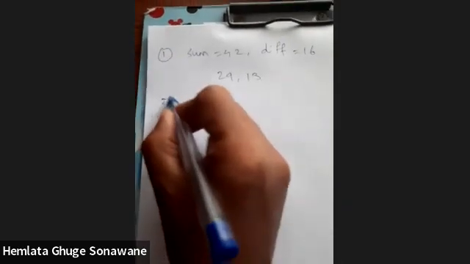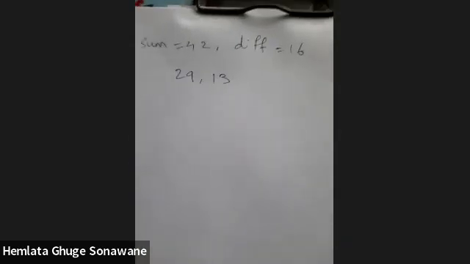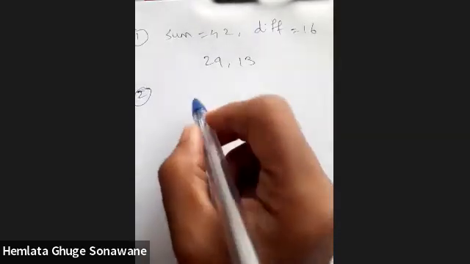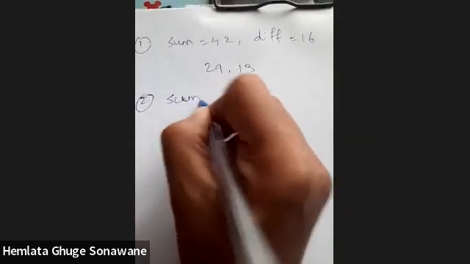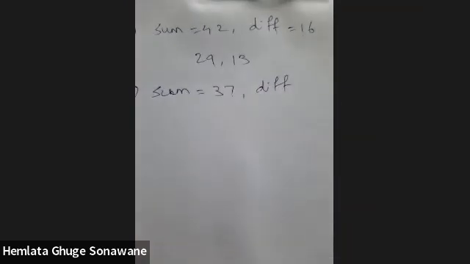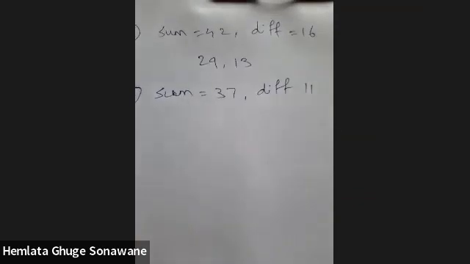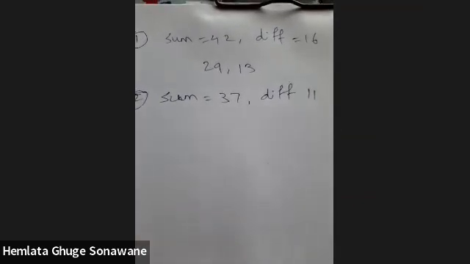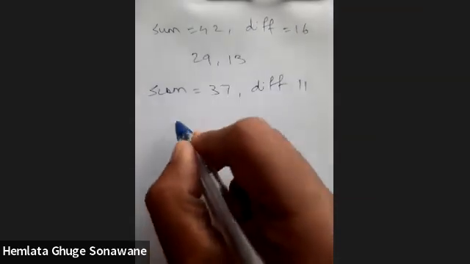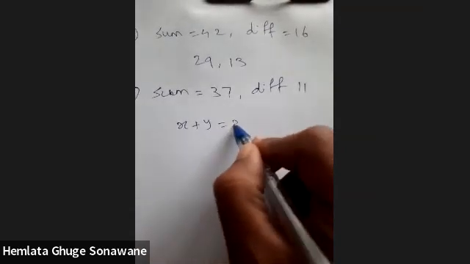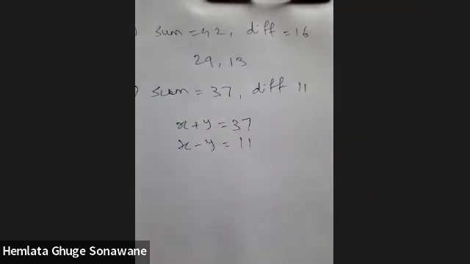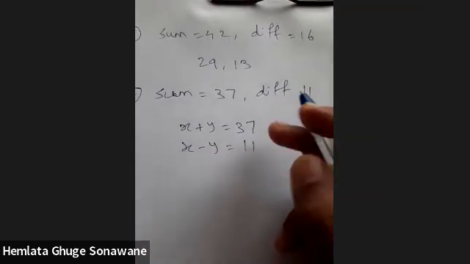Okay, we'll take second example. What is said in the example? Two numbers whose sum is 37 and difference is 11. Now we'll consider both the numbers as x and y, as we have considered in the earlier example. So x and y are two variables whose sum is 37 and whose difference is 11. Now we have to simplify this.